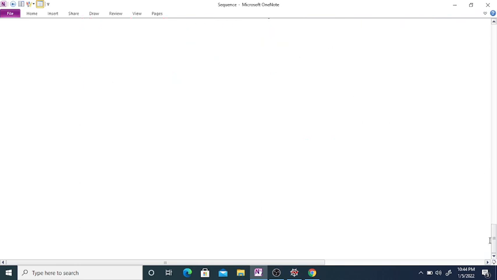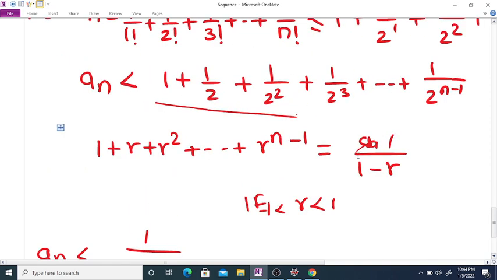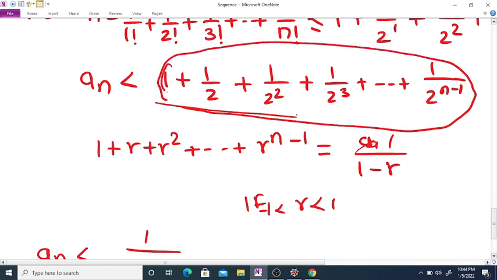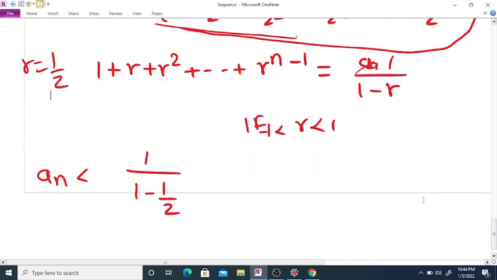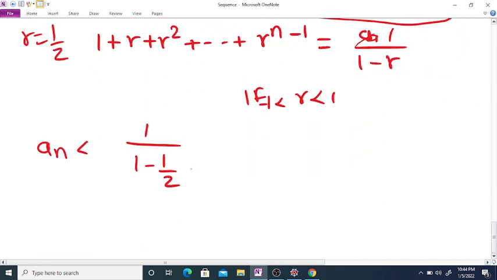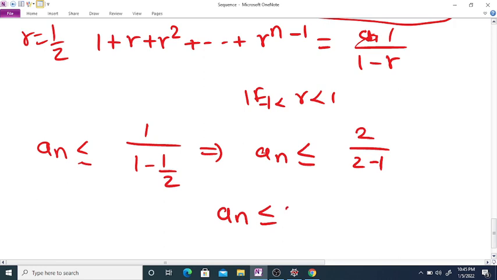So from this we can write an is less than or equal to 1 divided by 1 minus 1 by 2. Here r is equal to 1 by 2. This is a geometric series having the first term equal to 1 and the common ratio r equal to 1 by 2, so its sum is 1 divided by 1 minus r. This implies an is less than or equal to 2 divided by 2 minus 1, that is, an is less than or equal to 2.